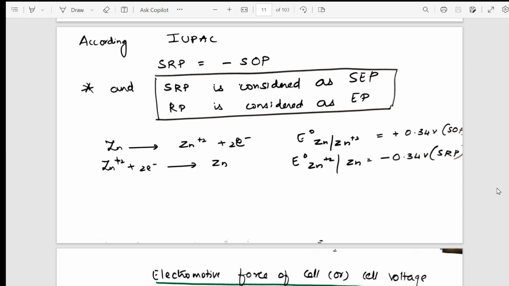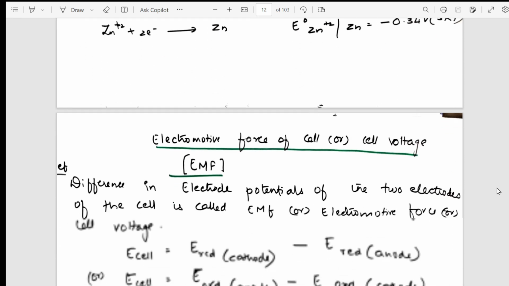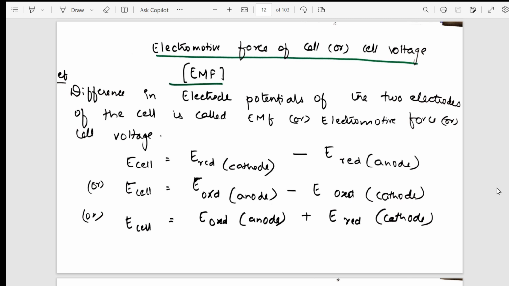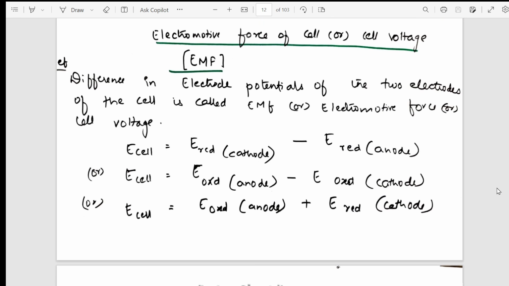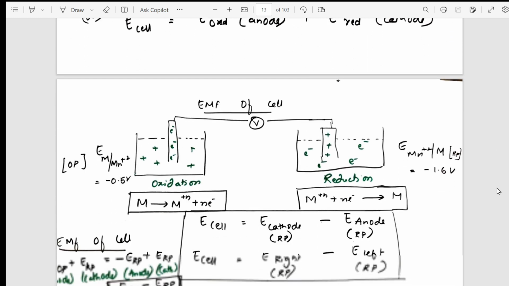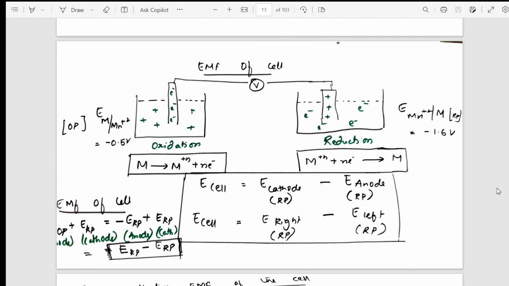Next, I have taken you into the concept of cell electromotive force or cell voltage. The definition is given, and the representation is also given on this page. After electrode potential, SRPs and SOPs, I have come to the concept of EMF of the cell, where the representation is given exactly. If you write it, you'll get full marks. This is how I have taken the electromotive force concept.